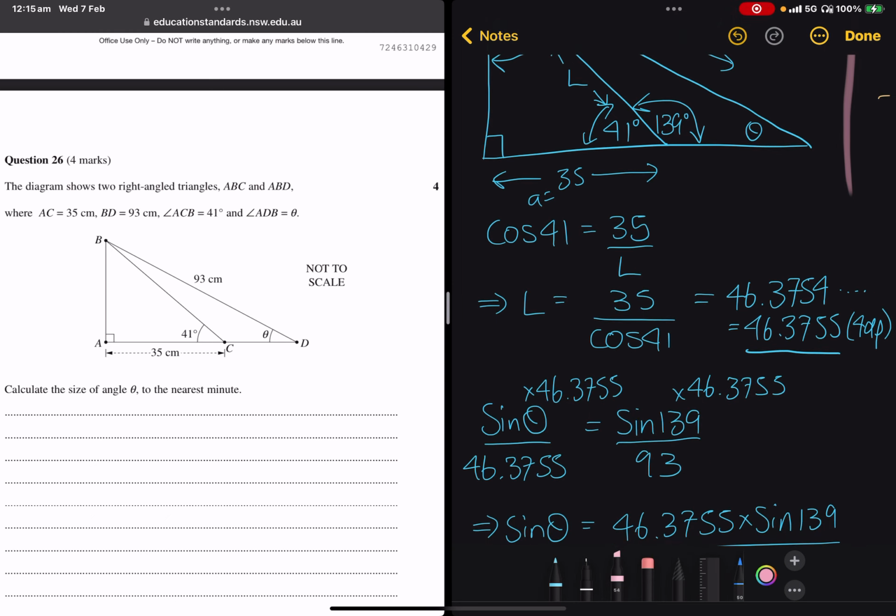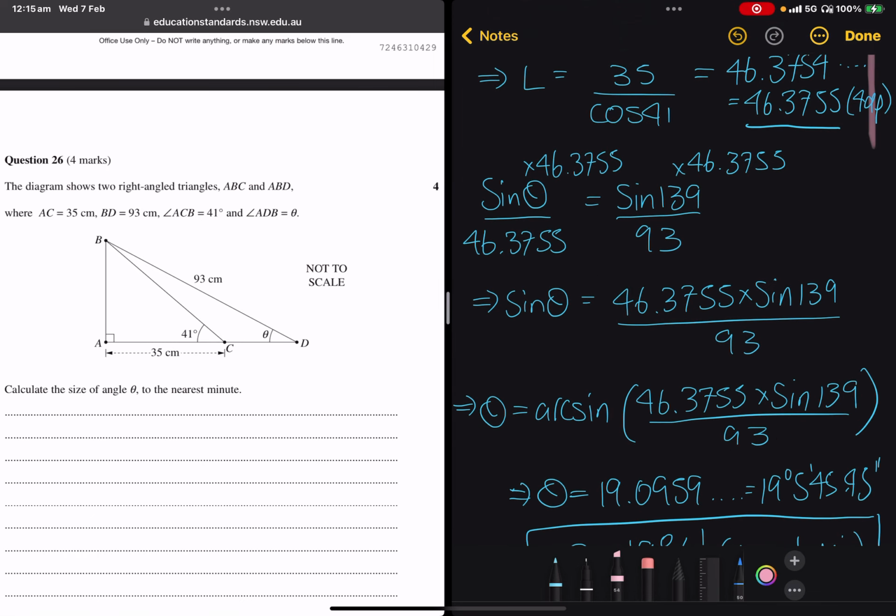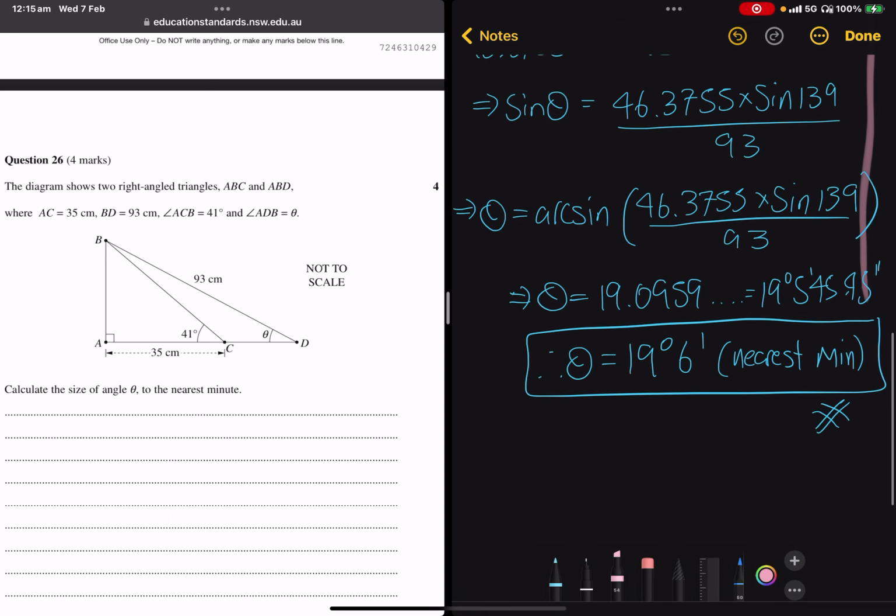For a second mark, if you're using this method, you will need to find an expression for a missing length or equivalent. In this case we needed an expression for a missing length, but if you were doing something else you would have to find the equivalent. The third mark will be for the working associated with finding the angle. So you'll now have the use of sine rule, plugging in numbers, trying to solve for theta. For the fourth mark, you will need 19 degrees and 6 minutes, and this will need to be rounded to the nearest minute.